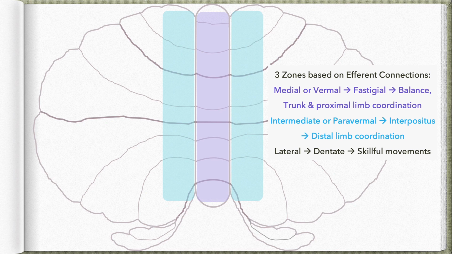So we divided the cerebellum into 3 parts based upon its evolution, that is archicerebellum, paleocerebellum and neocerebellum. We divided the cerebellum into 3 parts based upon its afferents as vestibulocerebellum, spinocerebellum and pontocerebellum. And based upon the efferents, the cerebellum is divided into 3 zones, that is medial or the vermal zone, intermediate or paravermal zone and the lateral zone.